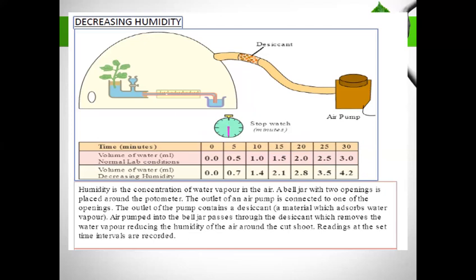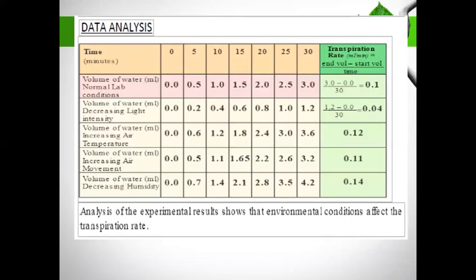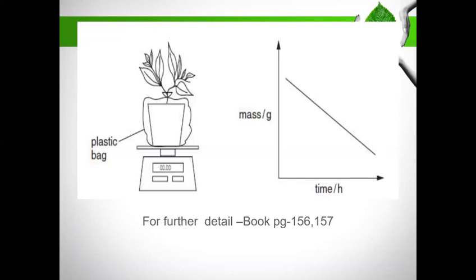Now here the humidity. We are going to use a desiccant, and here we put an air pump. So what we do is suck up the water vapor from this glass apparatus. If there is less humidity, the plant will lose more water. If there is more humidity, the plant will lose less water. All the data analysis is given here. After that, you can also plot a graph between the mass and the time.